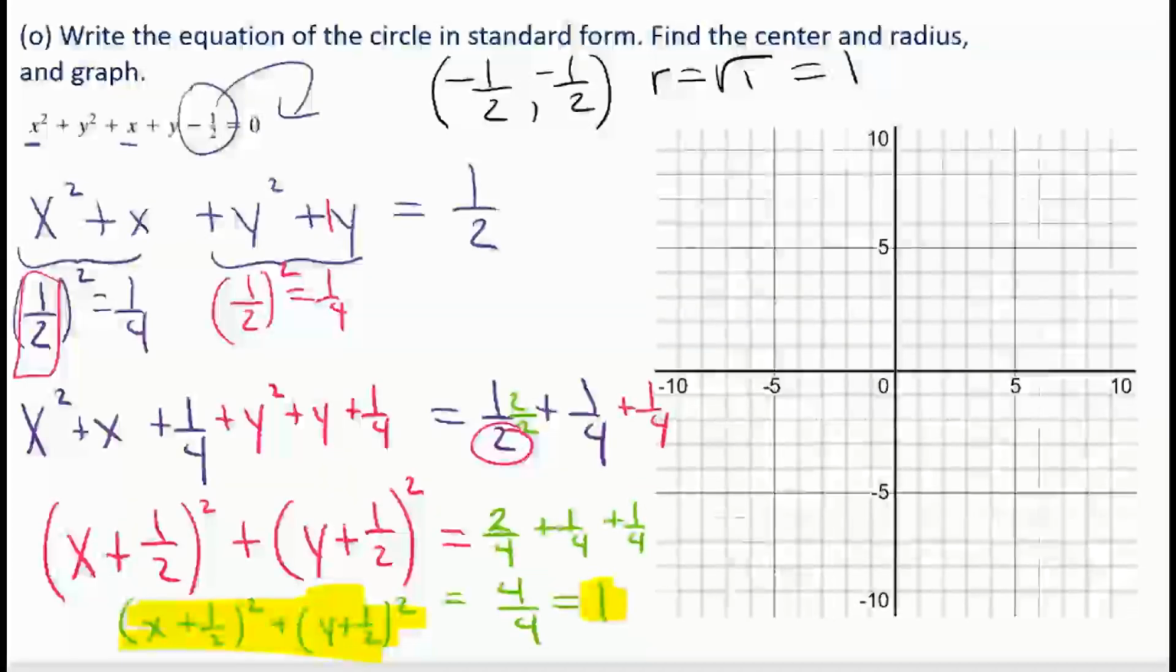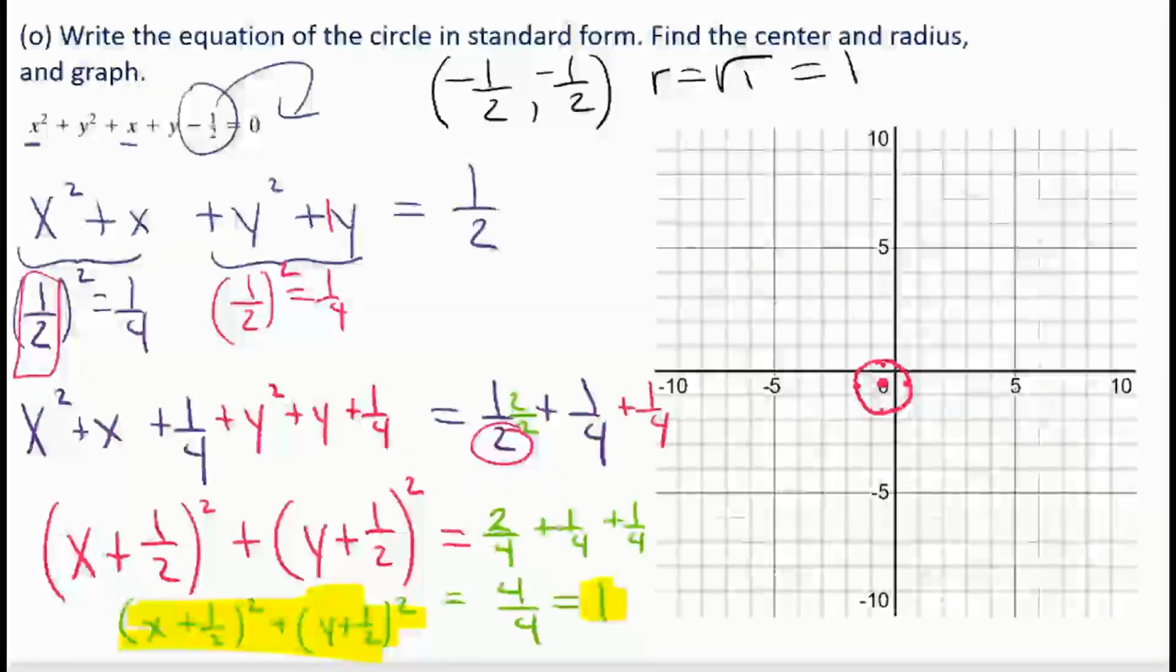So in pink, I'm going to do the best I can to plot this circle. So I go over to negative 1/2, negative 1/2. So that is hard to see, but it's right there in the upper part of my 0. And then I count out 1 in every direction. So if I'm over here at negative 1/2, there's 1. I go up 1, I go left 1, and I go down 1. And that is this cute, tiny little circle right there.